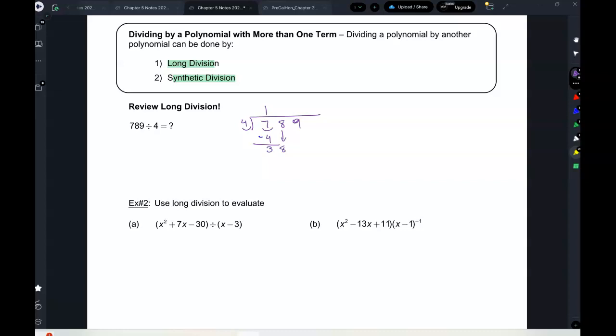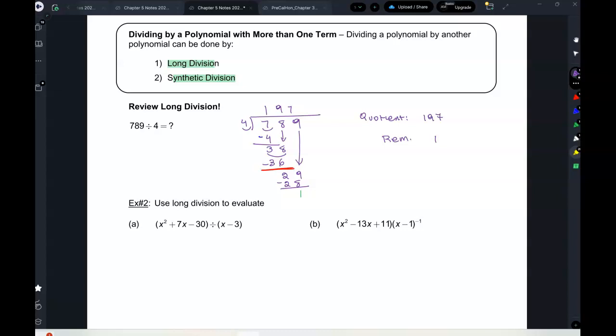Okay? So now 4 into 38. How many times? 8? 9. 9. 36. We subtract. I get a 2. Oh boy. I bring down the 9. 4 goes into 29. 7 times. 28. Subtract. I have a 1 here. What is that 1 called? Remainder. Okay? So the quotient, that's the answer, is 197. The remainder is 1.